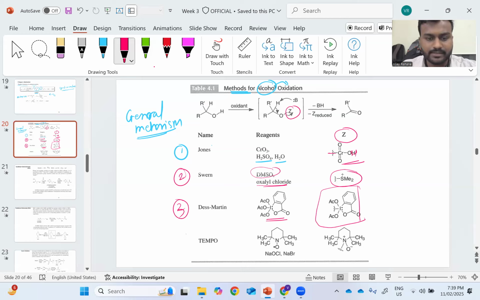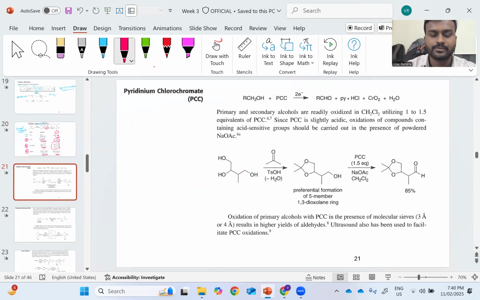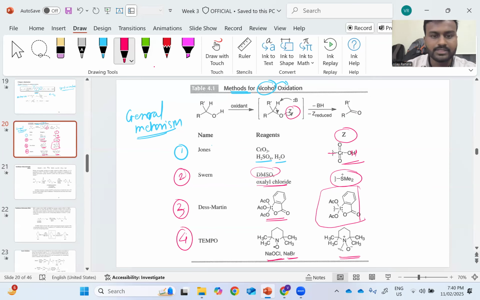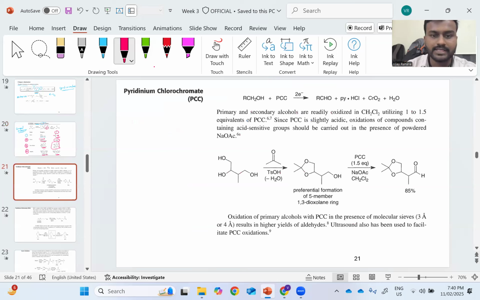Another example of an oxidizing reagent is TEMPO. This is a radical species. So this is the structure of TEMPO, and it works with NaBr salt and NaOCl as reagents. So this is the active species which helps to give the oxidation of alcohol to the corresponding ketone group. Along with this, there are some other oxidizing agents.